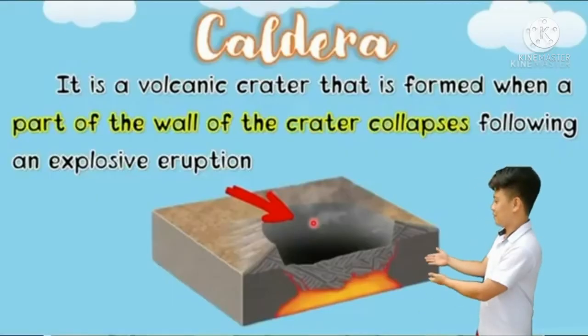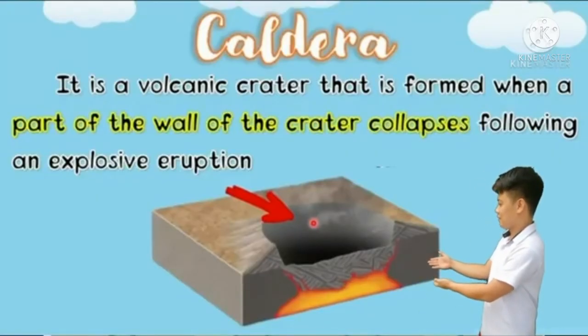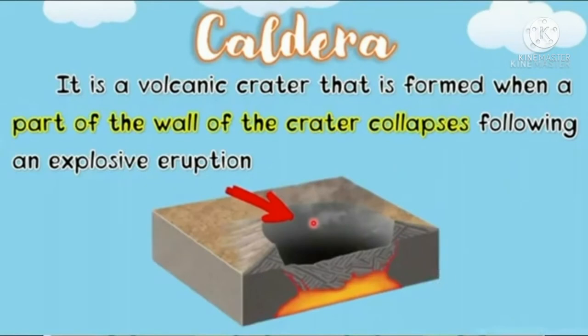Speaking of caldera, it is a volcanic crater that is formed when a part of the wall of the crater collapses following an explosive eruption. A caldera collapse is usually triggered by an emptying of the magma chamber beneath the volcano as the result of the large volcanic eruption.